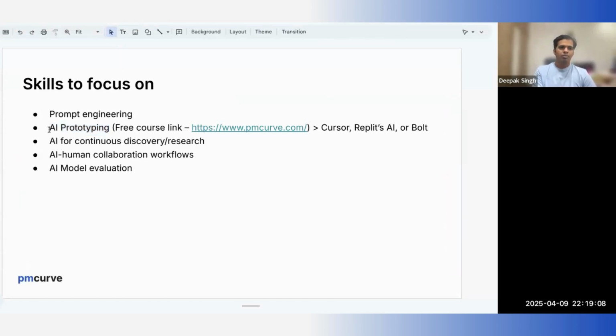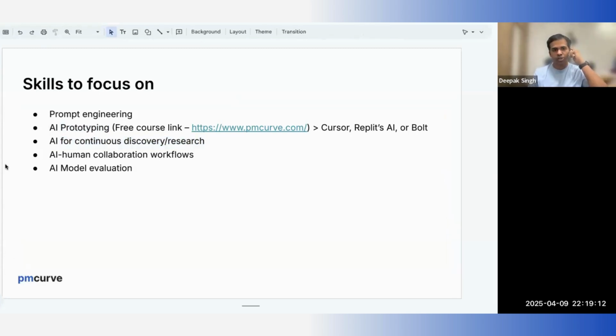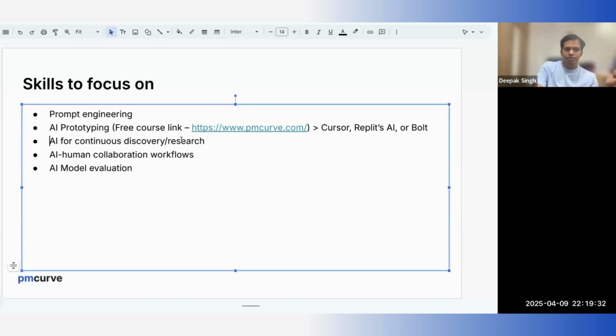But definitely learn this. The third thing is learn how to use tools for continuous discovery or research. If you don't have budget for tools, create workflows and systems so that you can do continuous discovery by yourself, which is like an engine which takes feedback from your ratings, reviews, and tickets, and actually gives you insights, right? So definitely learn how to use AI for continuous discovery or research.